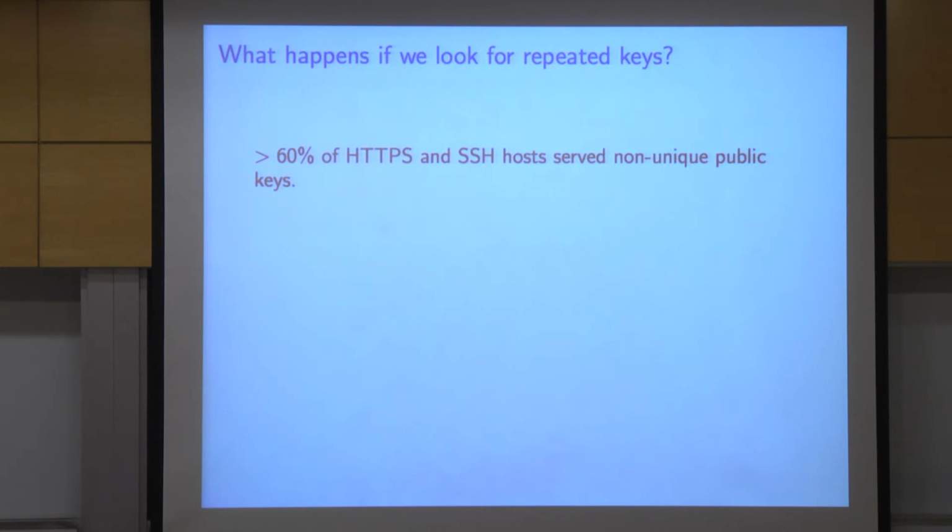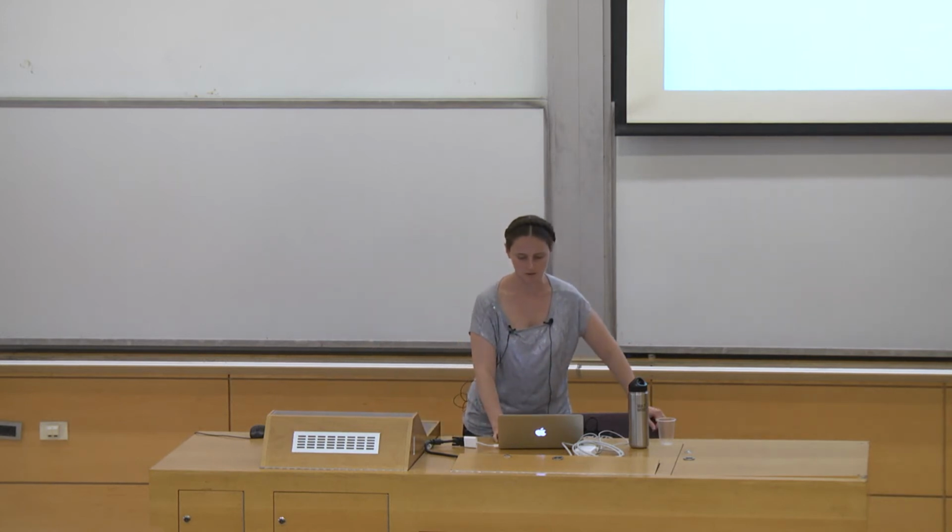So what if we look at the easiest thing, which I didn't start with: what happens if you look for repeated keys in some of these key databases. And it turns out that repeated keys are shockingly common on the internet. More than 60% of HTTPS and SSH servers served non-unique public keys. But it turns out that most of these are not actually vulnerabilities. There are a lot of valid reasons that are very common that are not vulnerabilities that hosts share keys.